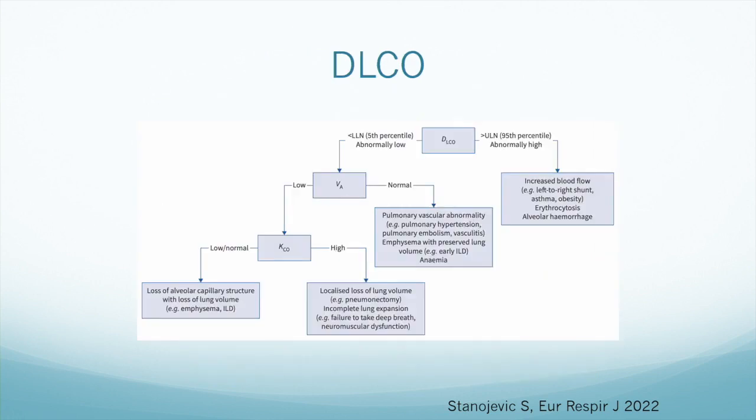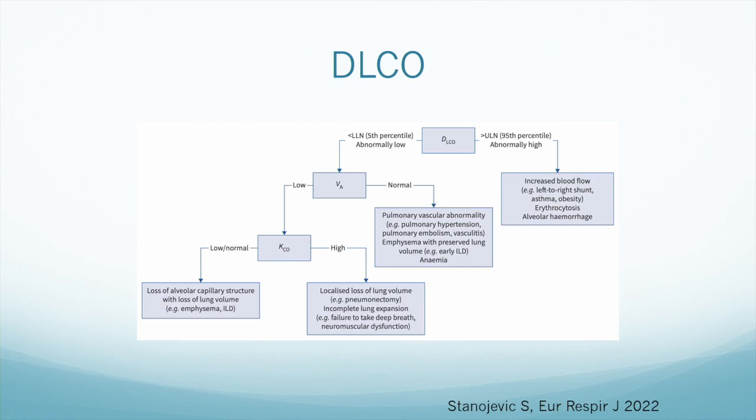And then just quick pearls about the diffusion capacity. It's going to be uncommon to have an elevated DLCO. You may see that with asthma or shunting, but most of the time the DLCO is going to be either normal or decreased. And with reduced DLCO, you want to think about pulmonary vascular disease, emphysema, again, interstitial lung disease, reduced lung volumes from prior surgeries, neuromuscular weakness, or possibly anemia.